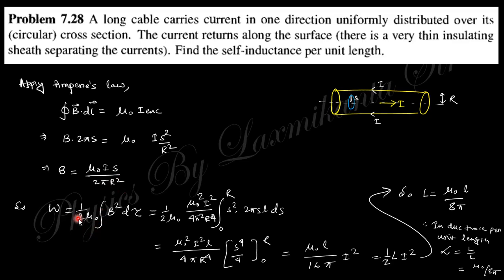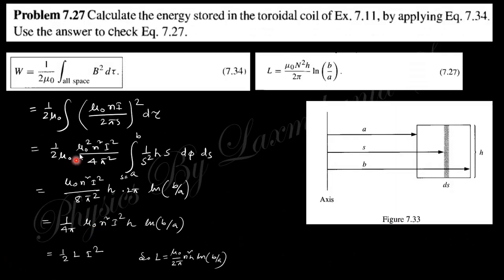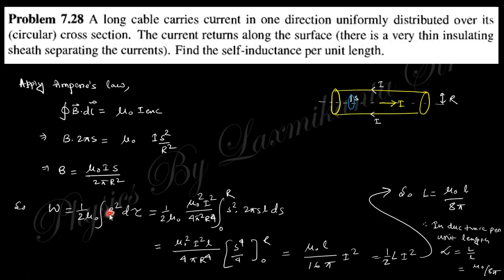So the work done equals 1 by mu naught B square d tau. Just use this expression. Using this expression, B square, and the volume of the cylinder in the small shell is 2 pi s ds with the length L. This is the small volume. So integrating, you can easily find this.